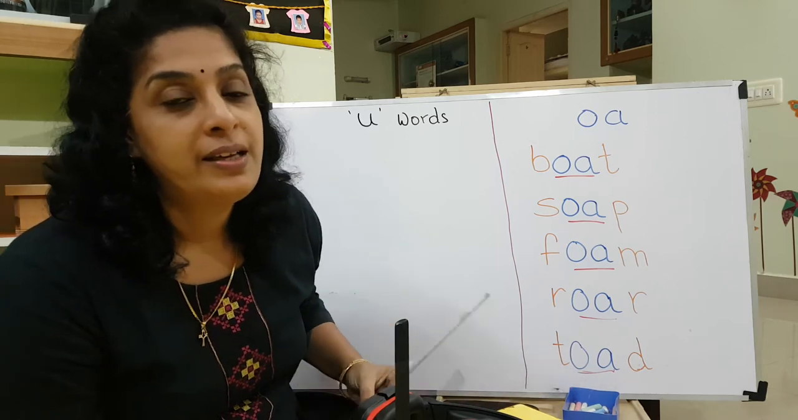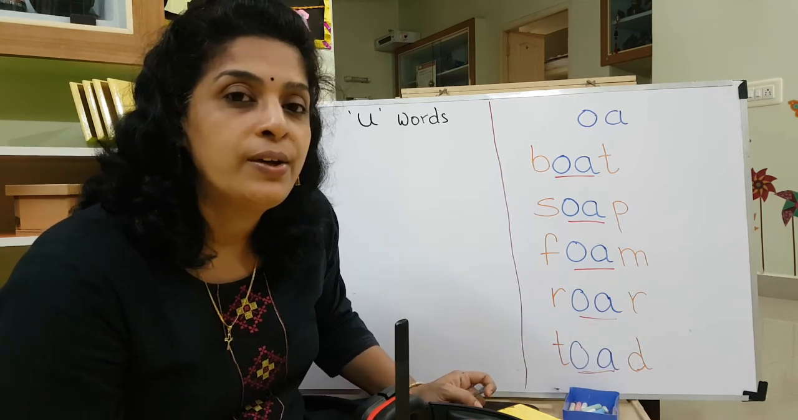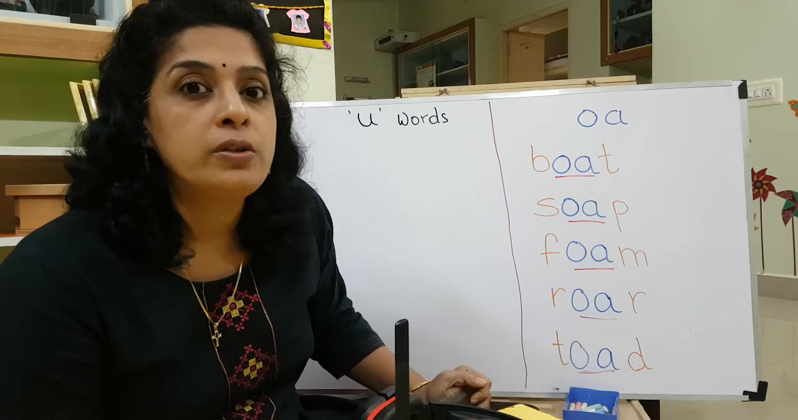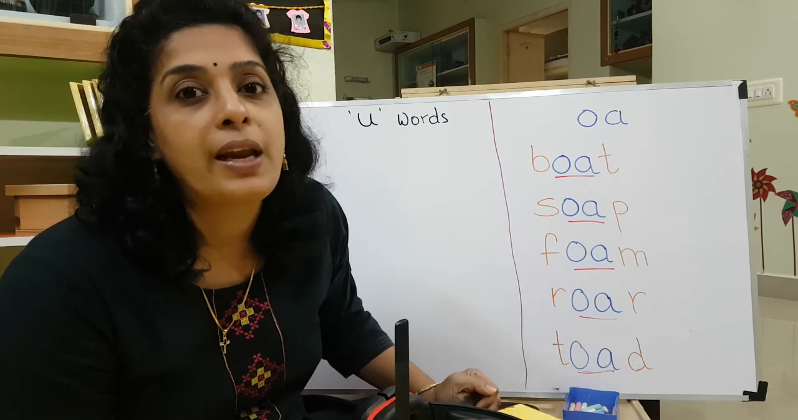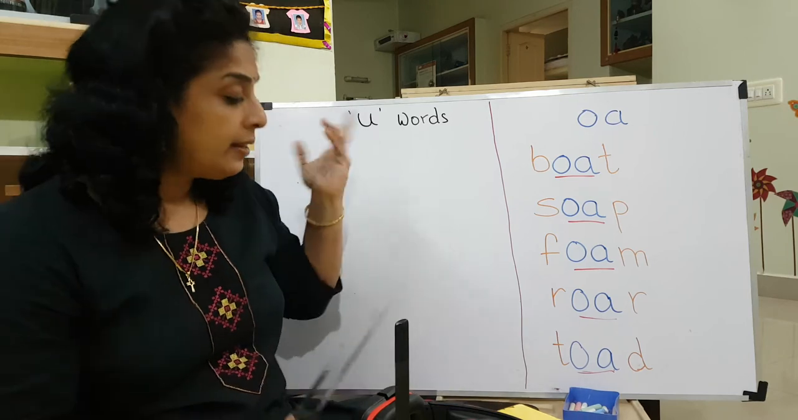T-O-D. Toad. Who's a toad? A toad is a friend of a frog. They both look alike, right? Frog and toad. Okay. Then there are more words.